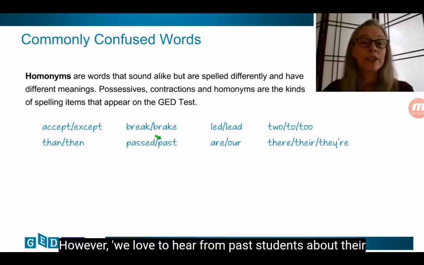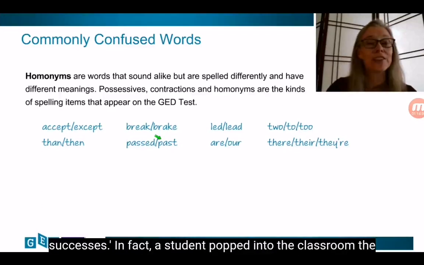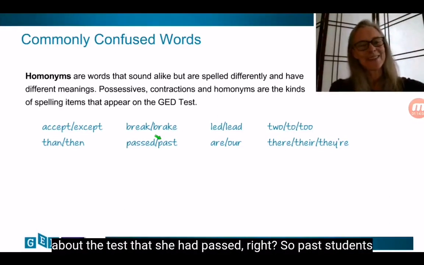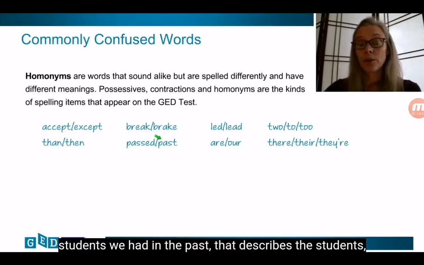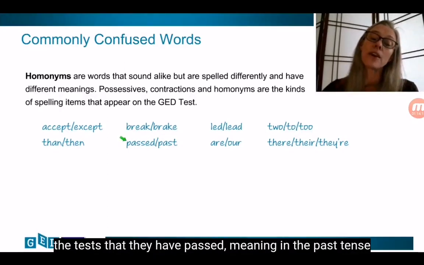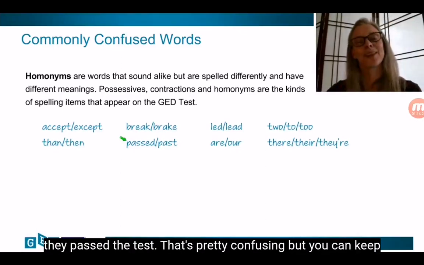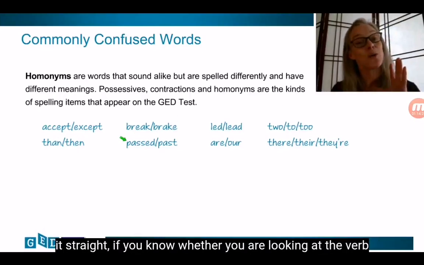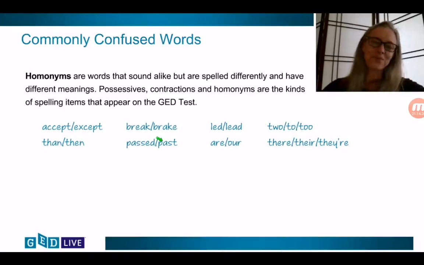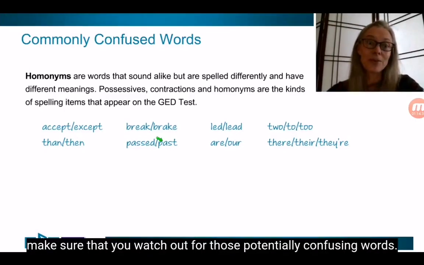However, we love to hear from past students about their successes. In fact, a student popped into the classroom the other night to share her exciting results about the tests that she had passed, right? So past students, students we've had in the past, that describes the students, sometimes come back to share with us information about the tests that they have passed, meaning in the past tense, they passed a test. That's pretty confusing, but you can keep it straight if you know whether you're looking at the verb or the adjective, all right? So make sure that you watch out for those potentially confusing words.